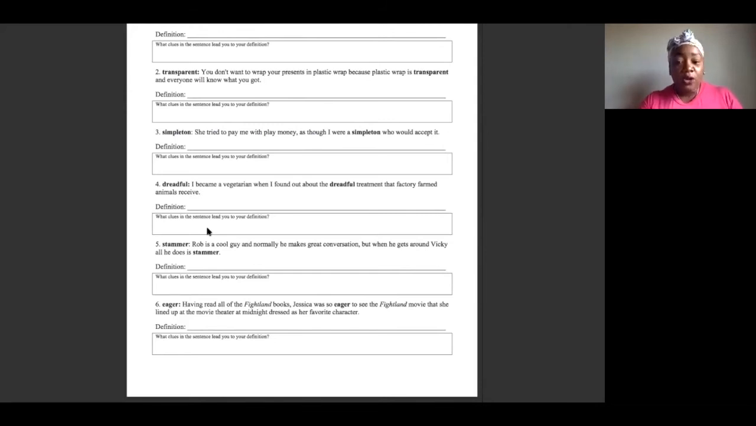Okay, treatment is a clue. Very good. Treatment, very good. Everyone's saying treatment. Any other clues besides treatment in that sentence? Okay, treatment that factory farm animals received. Okay, received. Okay, great. All those are clues. Now, what do you think the word dreadful means?